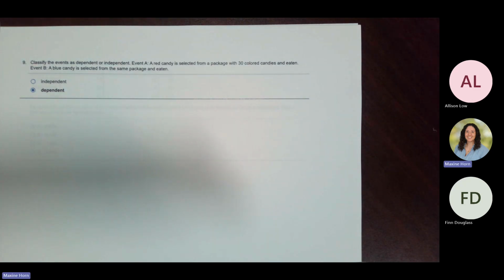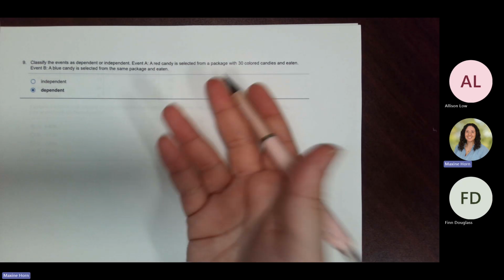Okay, classify the events as dependent or independent. So event A is a red candy is selected from a package with 30 colored candies and it's eaten. Event B is a blue candy is selected from the same package and eaten. Okay, so we're going to go through the actual technical rule, and we're also going to go through how you can sort of reason through it, okay, about whether the events are independent or dependent.